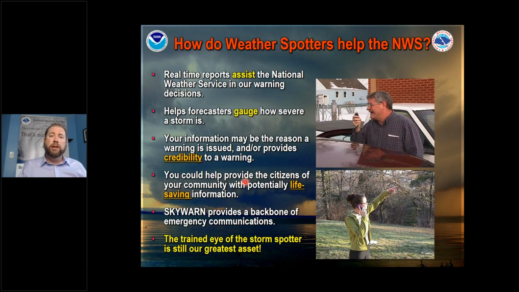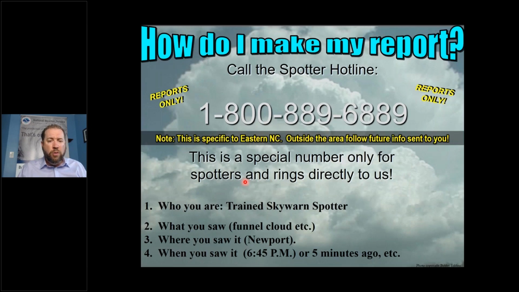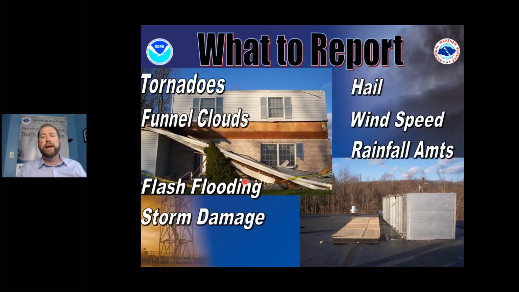And this adds credibility. We mention this all the time. We get a lot of warnings. If a person sees that it's impacting a town near them that's relevant and something that, hey, it's the next town over, they're going to take it much more seriously. So these spotter reports are crucial. No report is not worth calling in. So please keep that in mind when you make those reports. So review on what to report: tornadoes, funnel clouds, any flash flooding, storm damage, hail, wind speed, and rainfall amounts. We're going to go through the two most popular ways to report in.